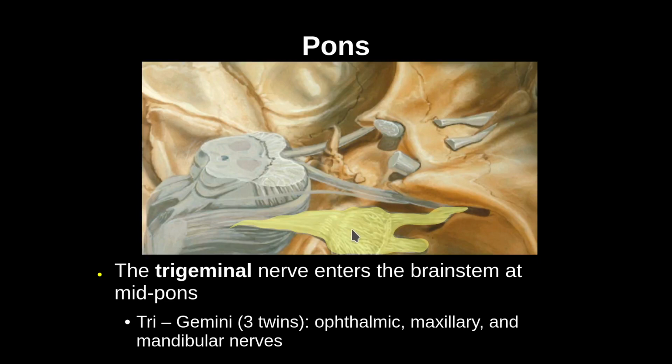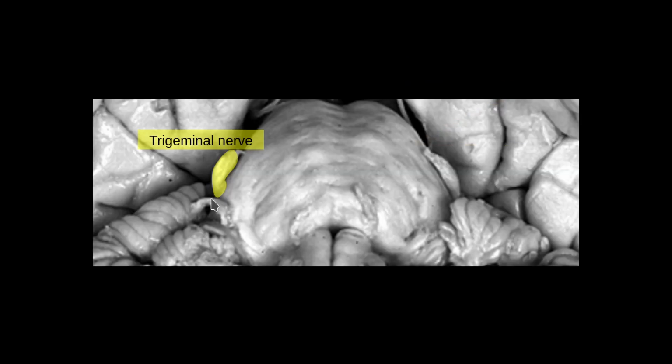So the trigeminal nerve, so 3 twins, will diverge into 3 different subnerves. The ophthalmic, which will target your forehead, the maxillary, which will target your cheeks, and the mandibular nerves, which will target your jaws. So here, the stump of the trigeminal nerve. Can't miss it. It comes out there, penetrating the middle cerebellar peduncles, crisscrossing fibers.